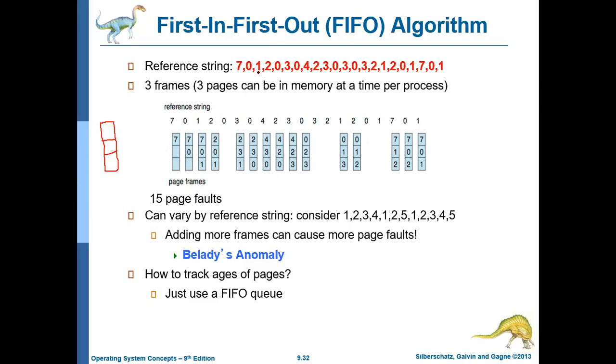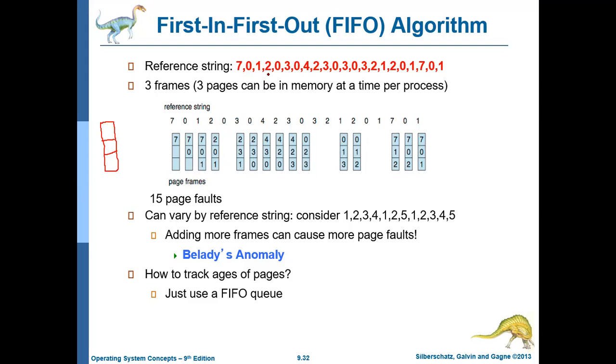Then 1. Do we have 1? No, we don't have 1. Again, a page fault. Can we accommodate this 1 in the frame? Yes, we have a free space. So we are putting this 1 in the free frame. Then all 3 frames are now completely filled.